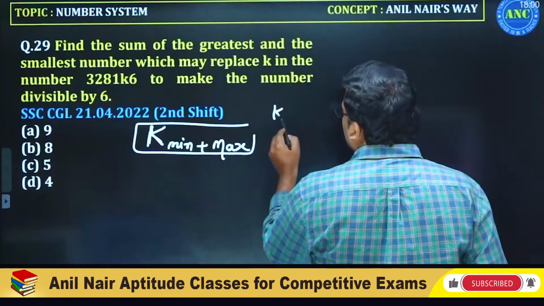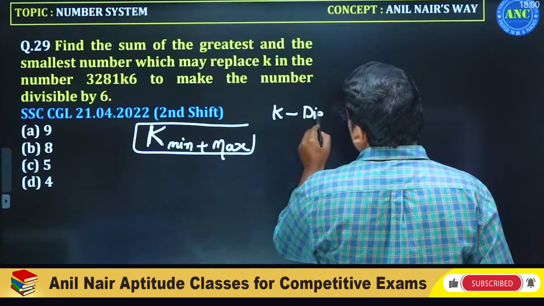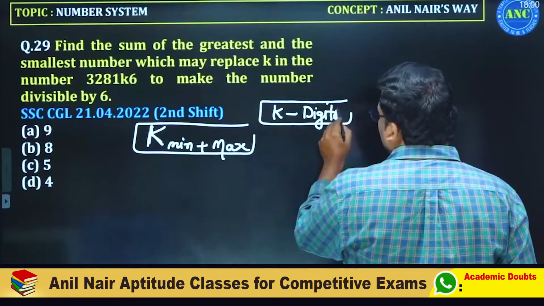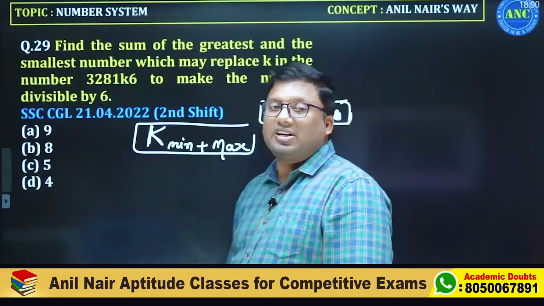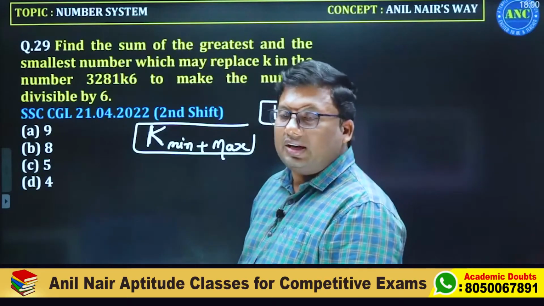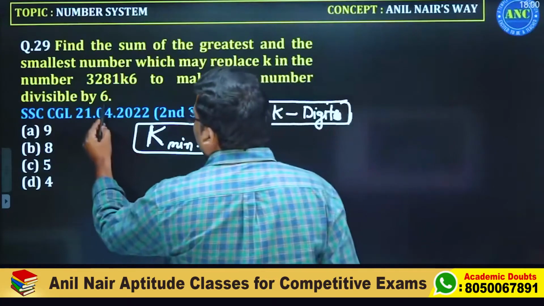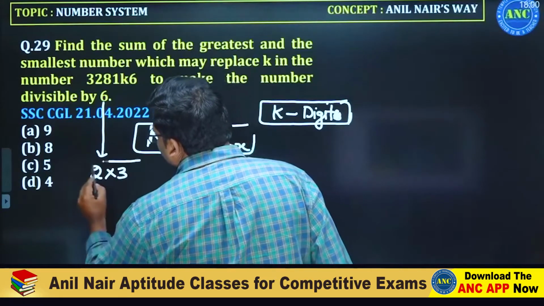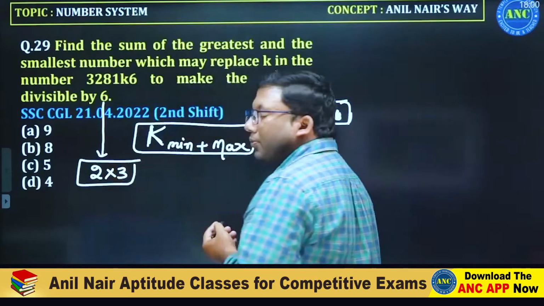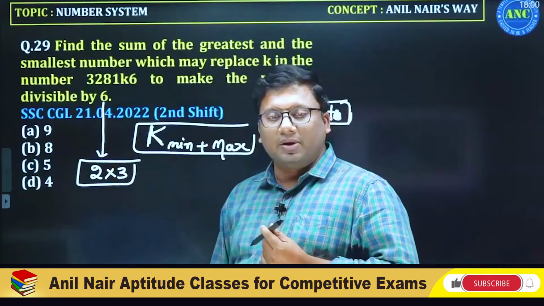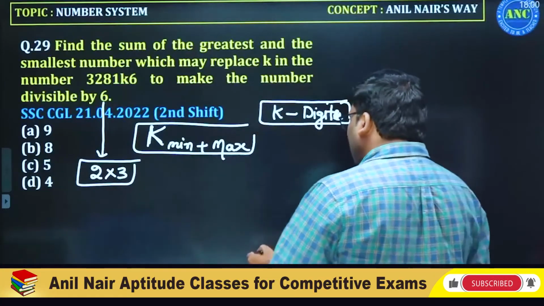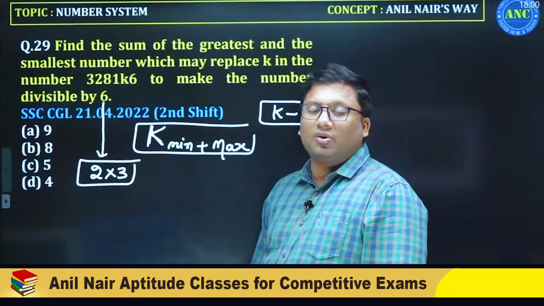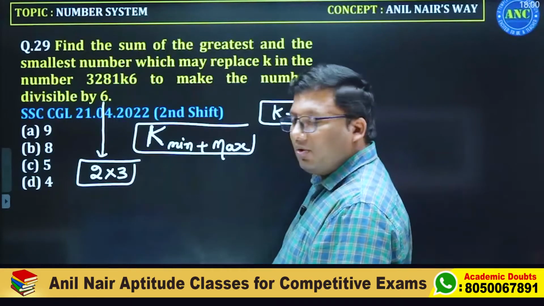Because K is a digit, it can take only values from 0 to 9. Definitely we might get a lowest and highest. It is divisible by 6. 6 is a composite number, so we need to use the concept of writing the composite number as a product of coprimes. So we need to use the divisibility rule of 2 as well as the divisibility rule of 3.